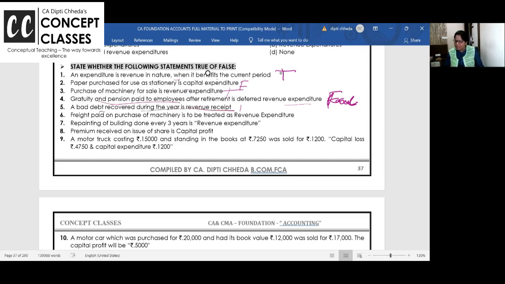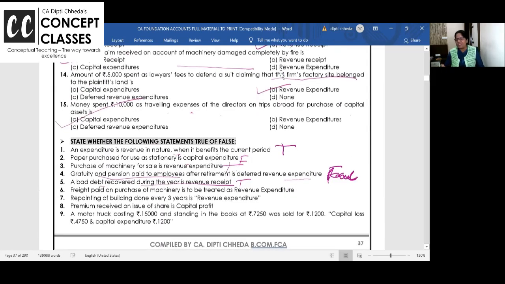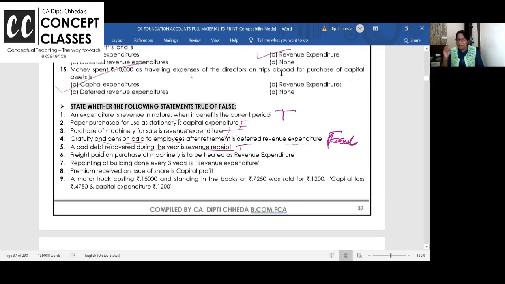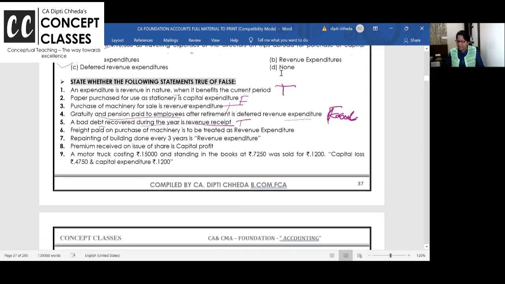Bad debt recovered is a revenue receipt. True. Same question is repeated in MCQ. Bad debt recovered is true. It's your income. Freight paid on purchase of machinery: is it a revenue expenditure? False. It's a capital expenditure. Freight paid on the purchase of machinery is a capital expenditure. Repainting of a building done every 3 years is a revenue expenditure.